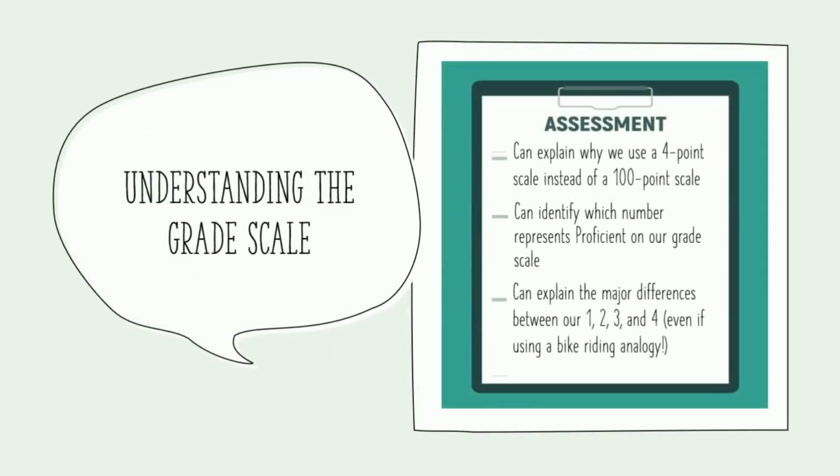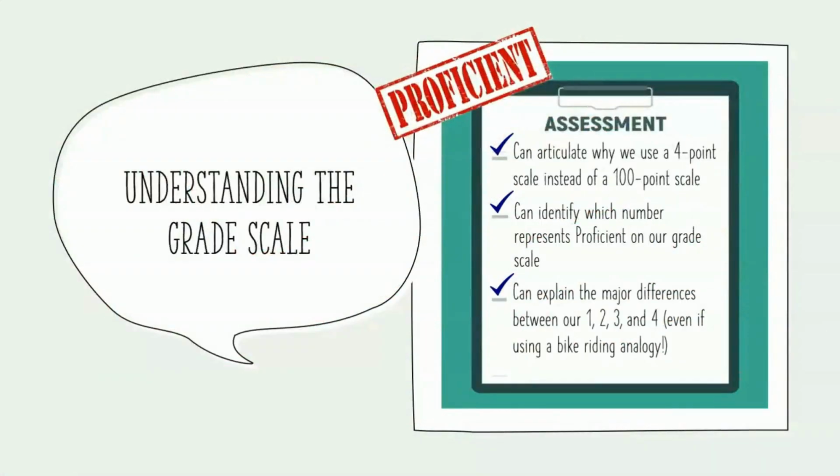To wrap up our grading scale, a quick quiz. If you can explain why we use a 4-point scale instead of a 100-point scale, identify which number represents proficient in our grade scale, and explain the major differences between our 1, 2, 3, and 4, even if using the bike riding analogy, then you are proficient in understanding our grade scale.